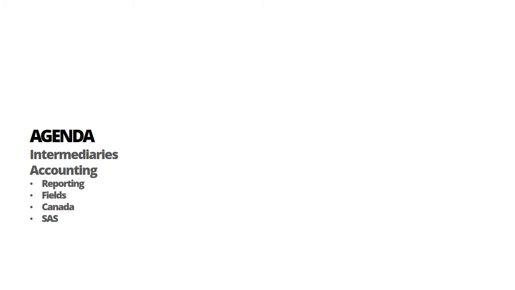Alright, first a quick look at the agenda. We're going to start by talking about intermediaries, what they are and how it relates to the theme this week. Then we're going to turn to accounting, and we're going to look at 4 different things: financial reporting, accounting fields, accounting in Canada, and accounting courses in the School of Administrative Studies here at York. And then we're going to turn to finance, and again we're going to look at fields in finance. We're going to talk a little bit about the global financial system, and then finally we're going to talk about courses in finance here at the School of Administrative Studies.